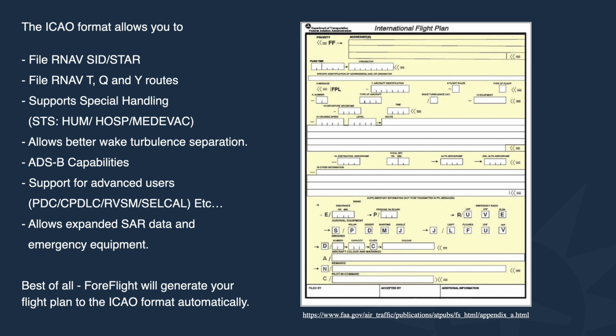And the ICAO allows for expanded search and rescue data and emergency equipment fields. Best of all, if you have your aircraft set up correctly, ForeFlight will generate your flight plan in the ICAO format automatically. So there's really no extra work for you. There's no need to go through the extra steps to file in the NAS. Once you have your aircraft set up correctly, you just file it as you normally would, and the ICAO will be generated for you.